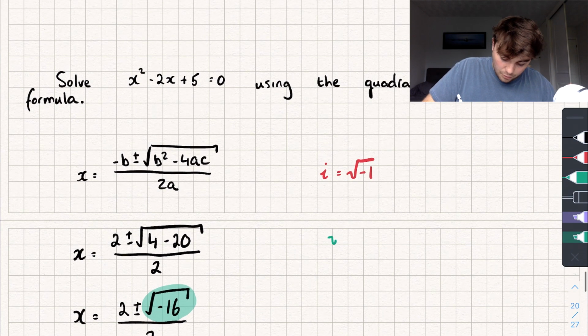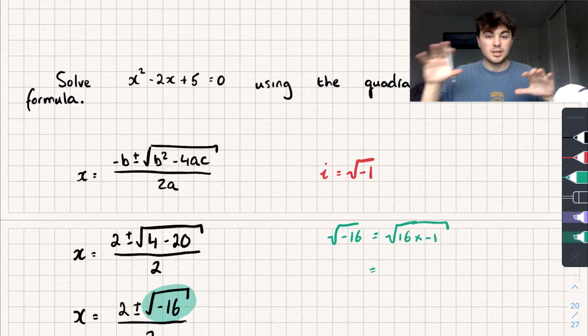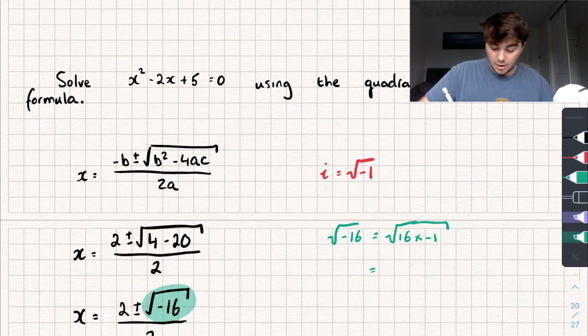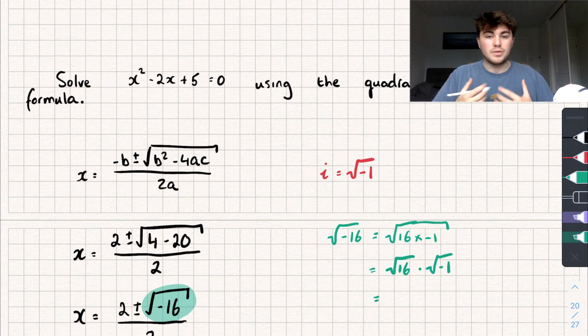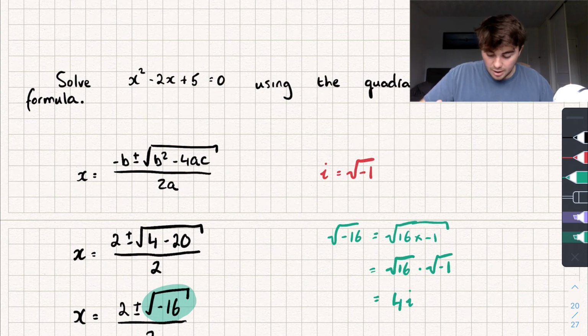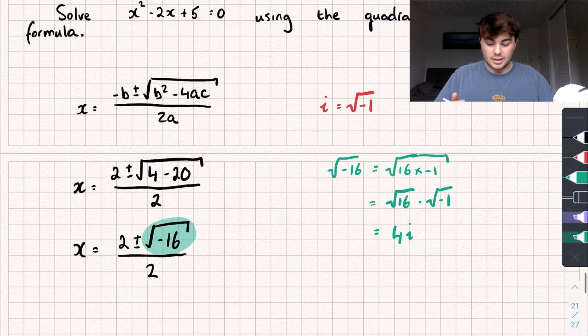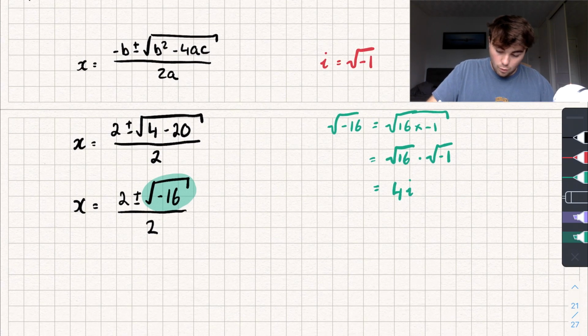So let's now use this to help us find the square root of negative 16. Let's write it over here. We've got the square root of negative 16. Well, that is equal to the square root of 16 multiplied by negative 1. Then using our surd rules, we can split this up into two square roots multiplied together. So that's equal to the square root of 16 multiplied by the square root of negative 1. The square root of 16 is just equal to 4, and the square root of negative 1, well, we just defined that. That's equal to the imaginary unit i. And so the square root of negative 16 is just equal to 4i.